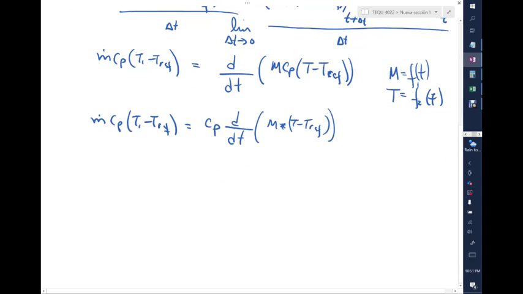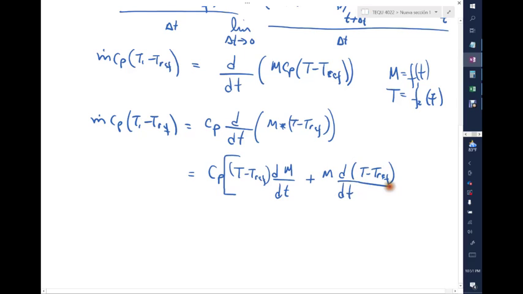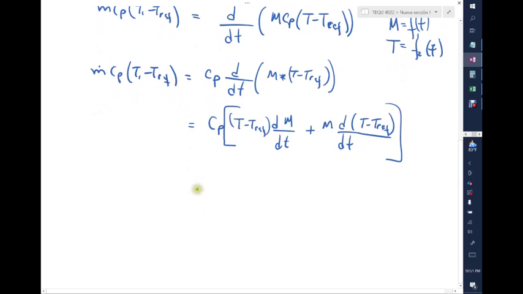So let me work only on this part here. We end up having Cp, the calorific constant, then let's take the first derivative, times this as a constant, so that would be (T minus T reference), the derivative of m with respect to time, plus, again, let's open here so that the Cp stays out, the derivative of this part here times m, so it's going to be m times the derivative with respect to time of (T minus T reference). Close here.